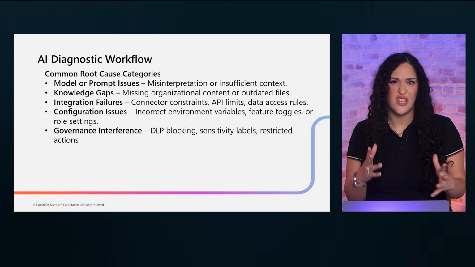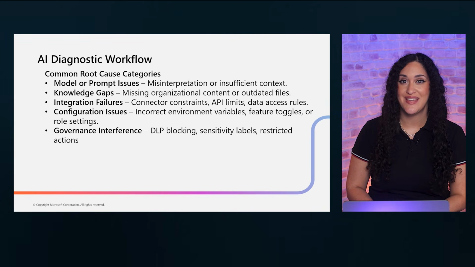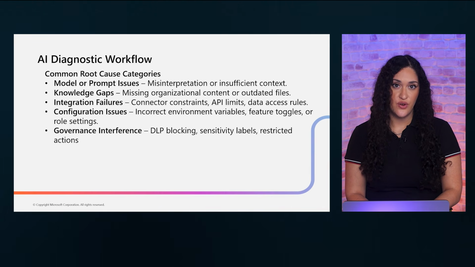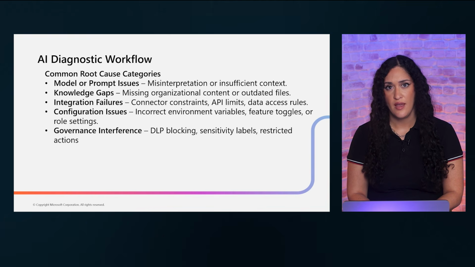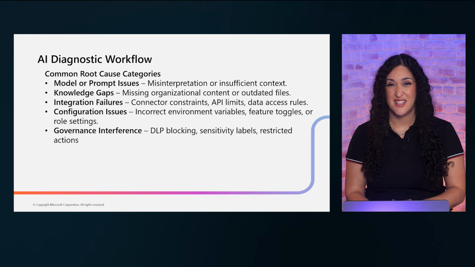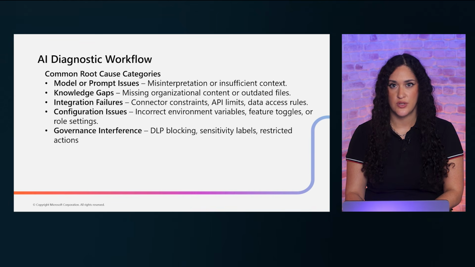Configuration issues are the sneaky ones. Incorrect environment variables, feature toggles, or rule settings that silently cause problems. And governance interference, things like DLP blocking or sensitivity labels, can prevent agents from taking legitimate actions. The best practice is to build a diagnostic checklist based on these categories. When an issue comes in, systematically rule out each category rather than jumping to conclusions.